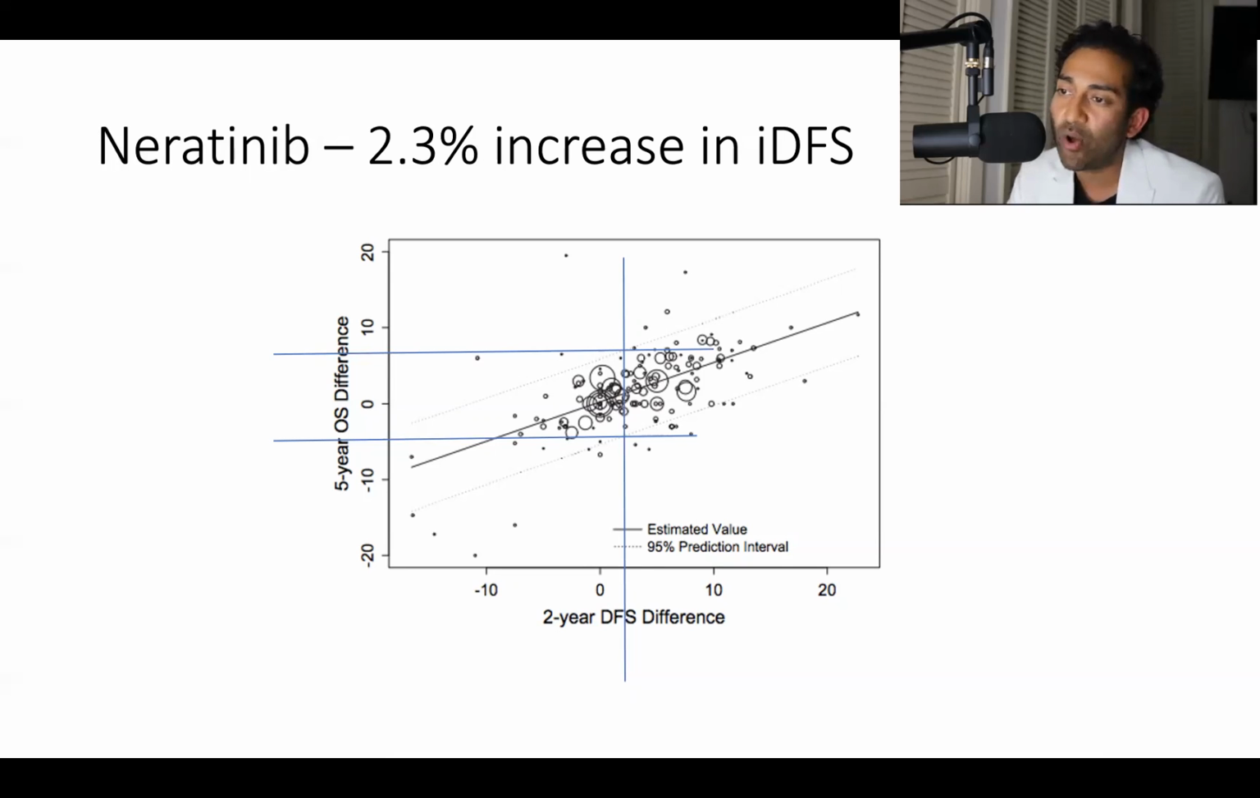That translates into an OS benefit of anything from -5% to +7%. So anyone who wishes to tell me that Neratinib is guaranteed to improve someone's survival, I would argue with you that there is no credible evidence that that DFS benefit will translate to an OS benefit. So what do I know about Neratinib?